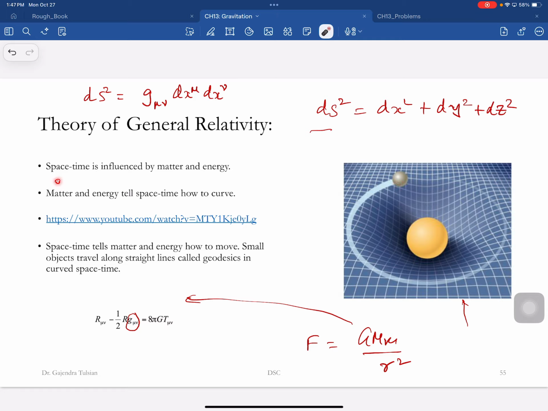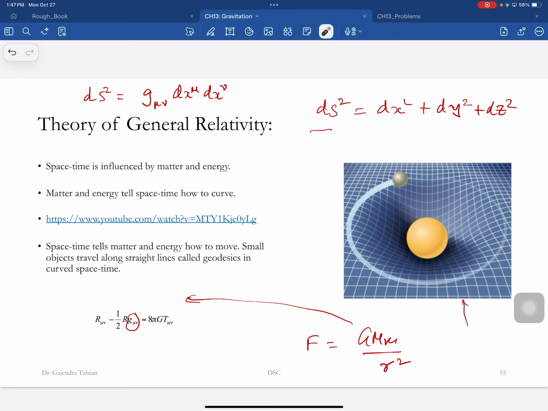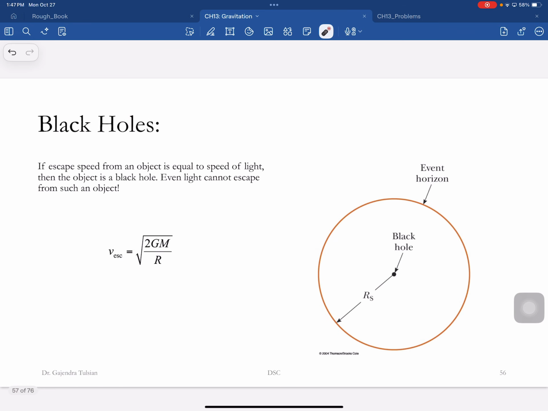So space-time is influenced by matter and energy, and matter and energy tell space-time how to curve. Space-time tells matter and energy how to move. The curved space-time tells matter how to move, and all matter is moving in straight lines, called geodesics. And like we said, what is a black hole?